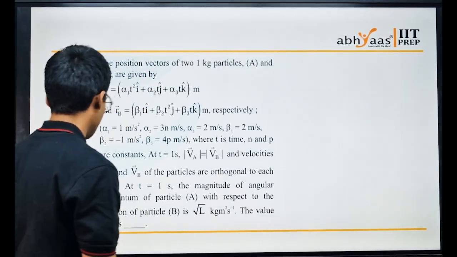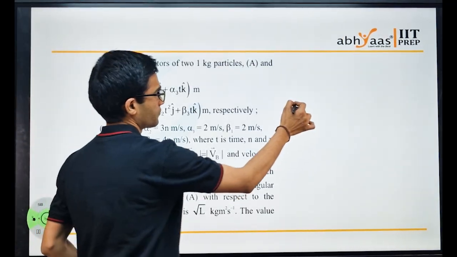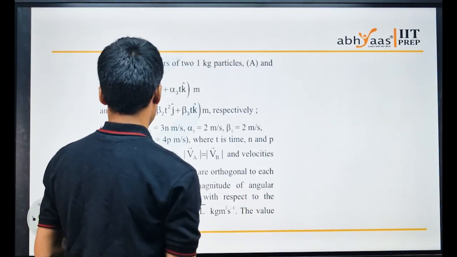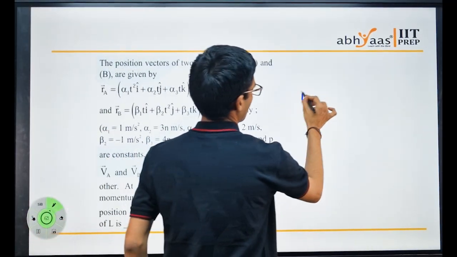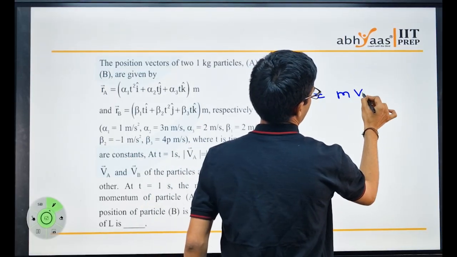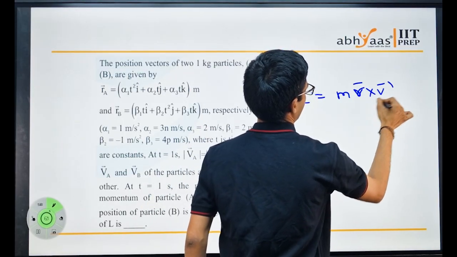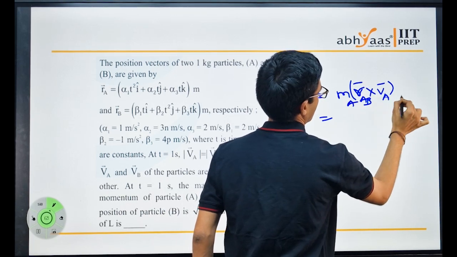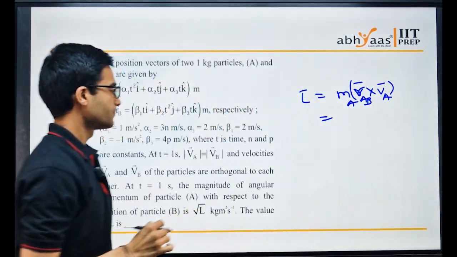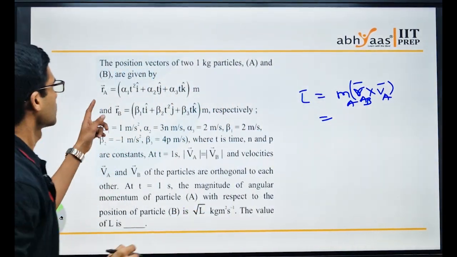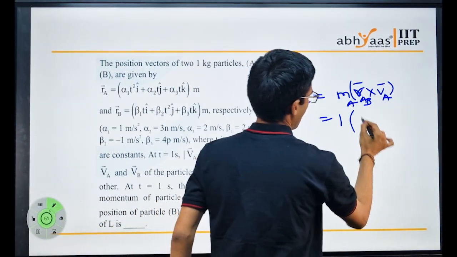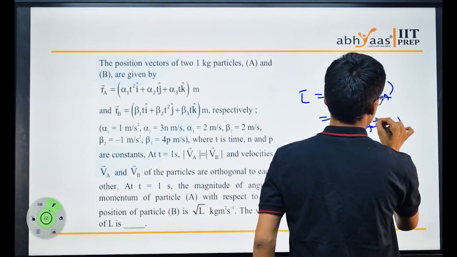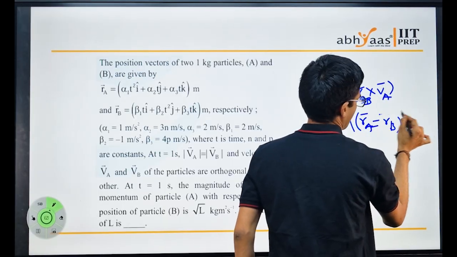I'll try to erase all these things. L bar is equal to M, R bar cross V bar. So RAB, MA, VA. Now see this. What happened? M is given as 1. RAB means RA minus RB. This is RAB, this one. This is the position vector.